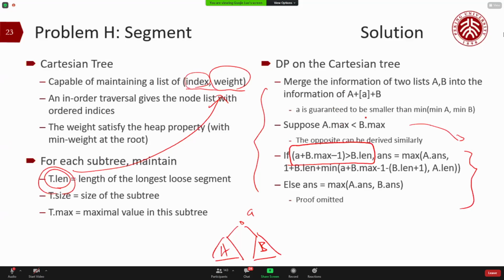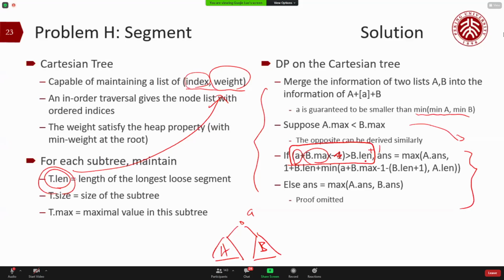So because of this property, A is smaller than this. So A is the mean, and then B is the max. So if we merge these two, B length plus 1 is the length of the list after we add A to the right segment. So if we satisfy this property, then A and the B subtree form a loose segment.